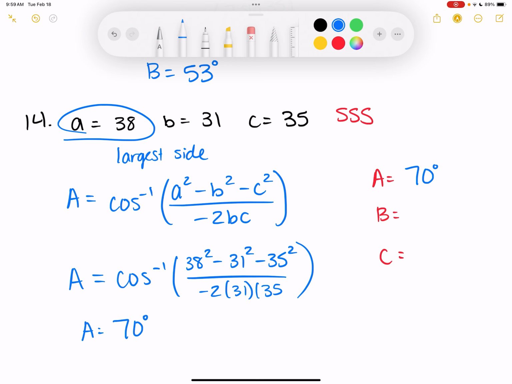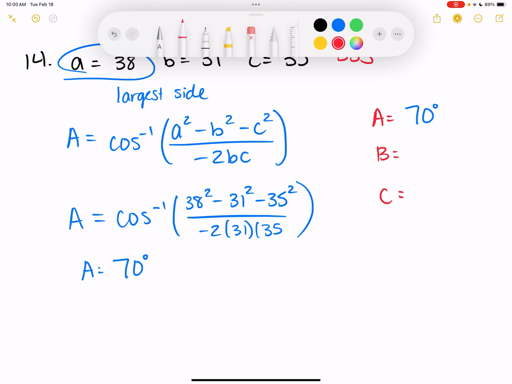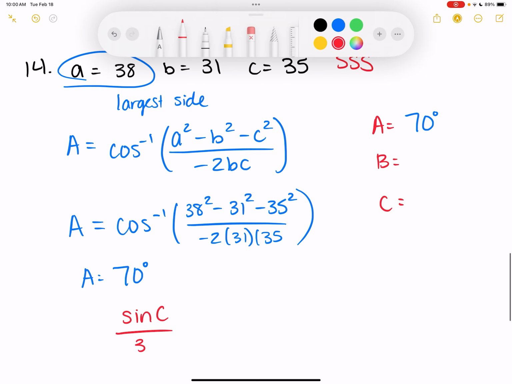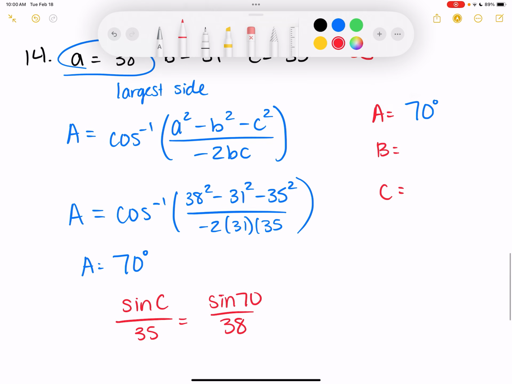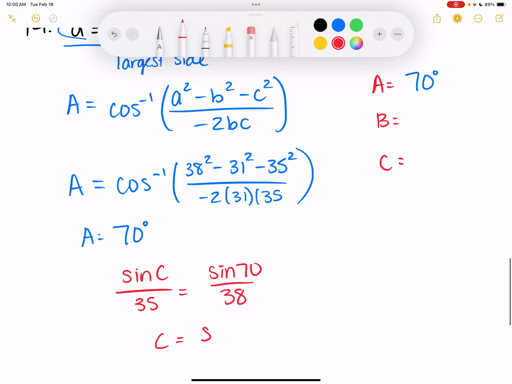All right, so now I'll use the law of cosines. I started with the largest angle, so let's go to the next biggest one. So let's do angle C now. Once you've done the first one, it shouldn't make a difference. So the sine of C over 35 equals the sine of 70 over 38. So C is the inverse sine of 35 sine of 70 over 38.